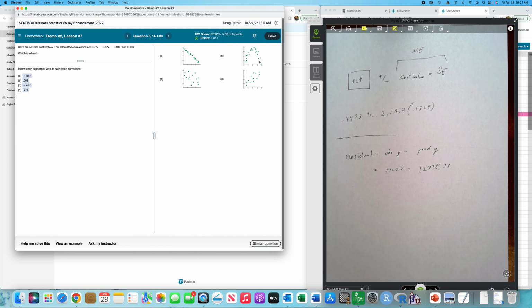I knew that B had absolutely no linear relationship whatsoever. So the R value had to be extremely small, close to zero. And the one closest to zero was 0.006. So I paired it with B. And then C, we have a slight negative relationship, but it's kind of a moderate. So it was the only other negative of negative 0.487. So that's the way I worked that one.